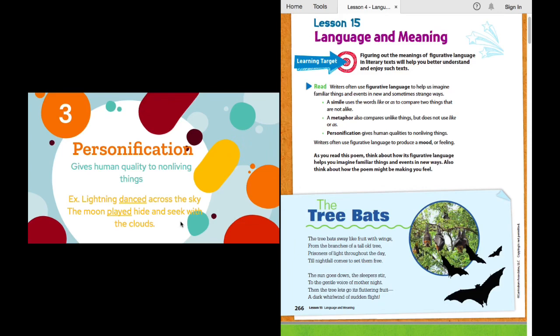The moon played hide and seek with the clouds. That means that the moon was probably moving in a way that at certain points you could see the moon, and then at other points the clouds were hiding it, right? So that is just a way to describe non-human things or non-living things by using human qualities, right? Lightning doesn't dance, moons don't play. So these are just ways that authors sort of get creative with the way that they describe things.